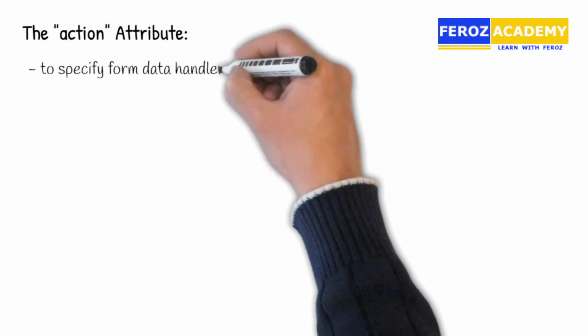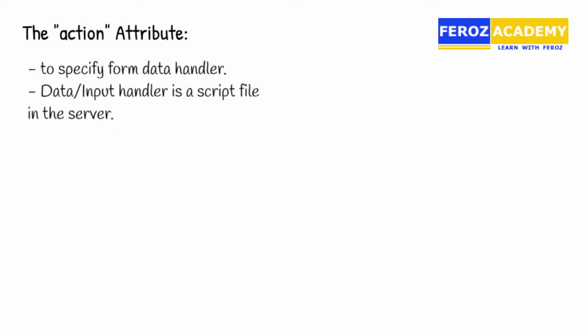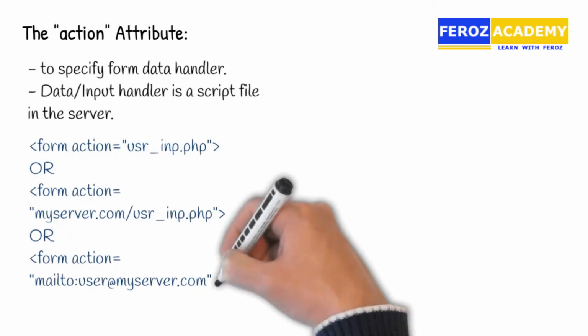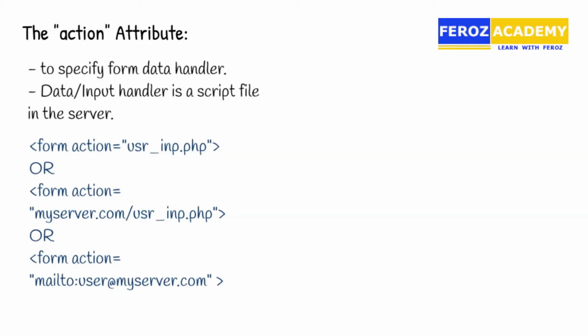You can use the action attribute to specify the name of the program on the server that handles the user input when a form is submitted. For example, to process the user input by a PHP program, you will specify the file name like userinput.php.